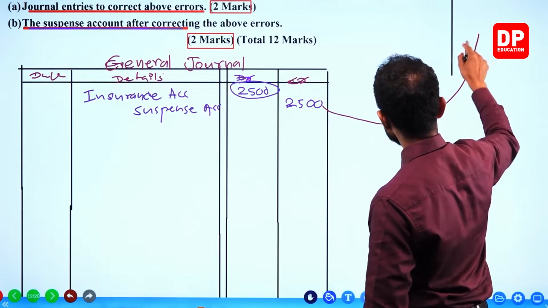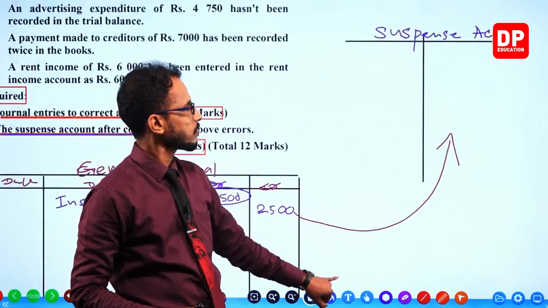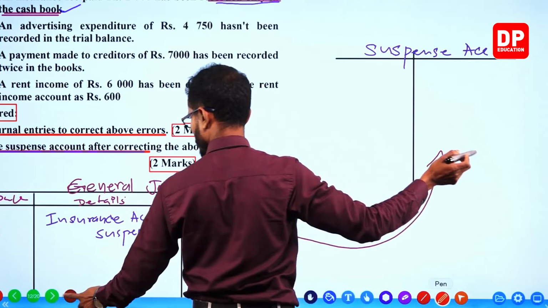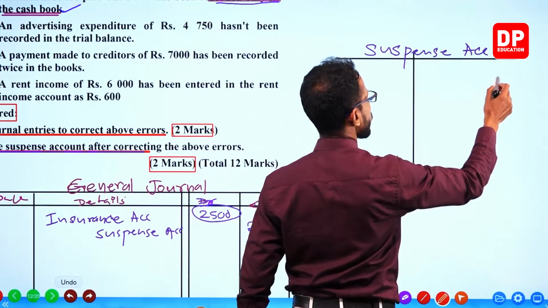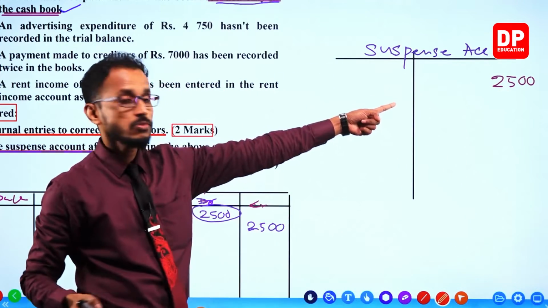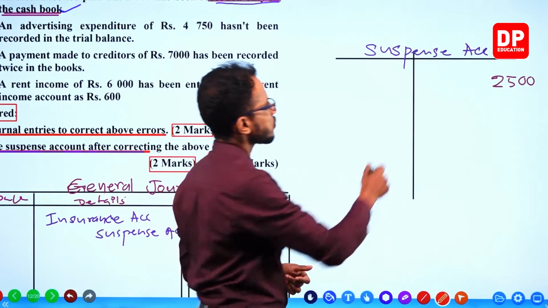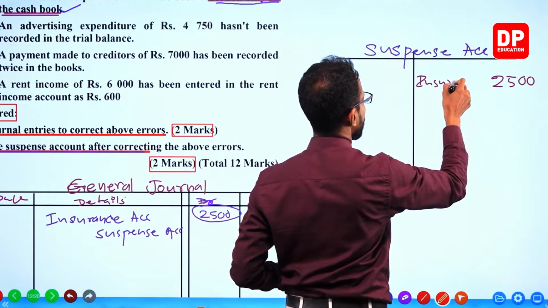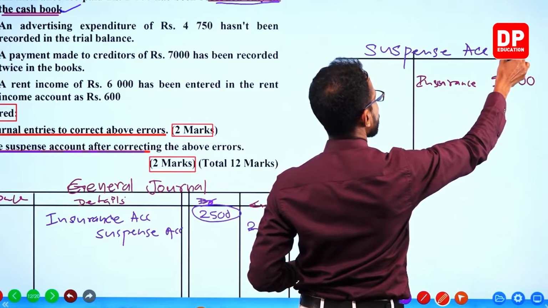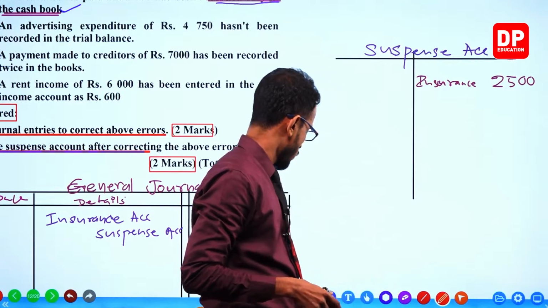Now let's enter to the suspense account. Where is it? It's here. 2,500, credit side. Description should be insurance. Insurance is the description, okay? Credit. Done. Next.